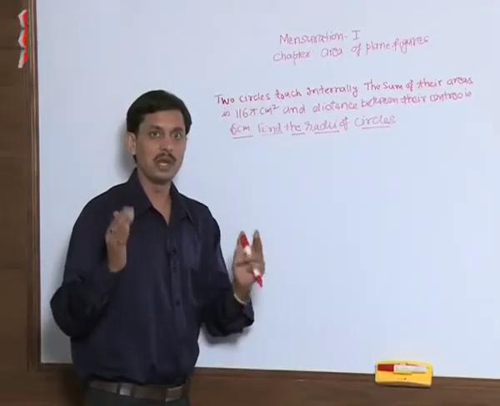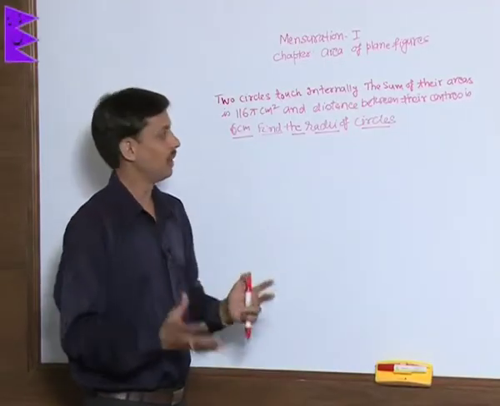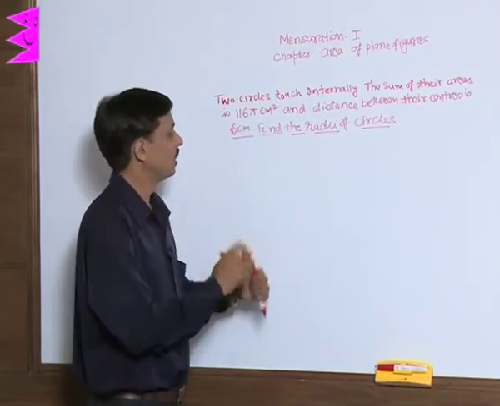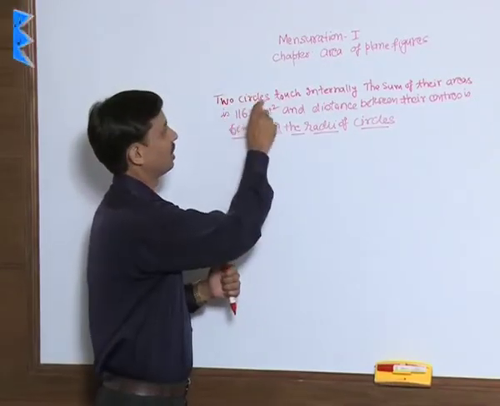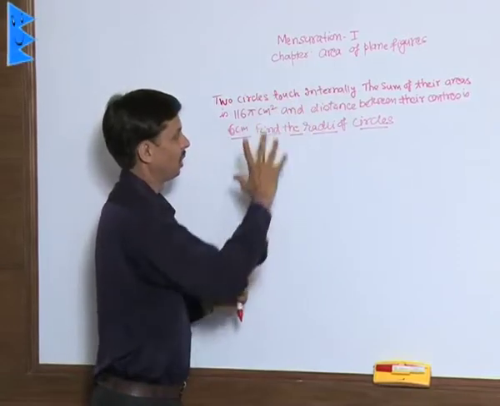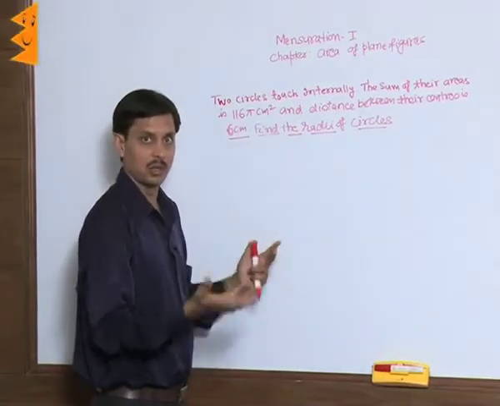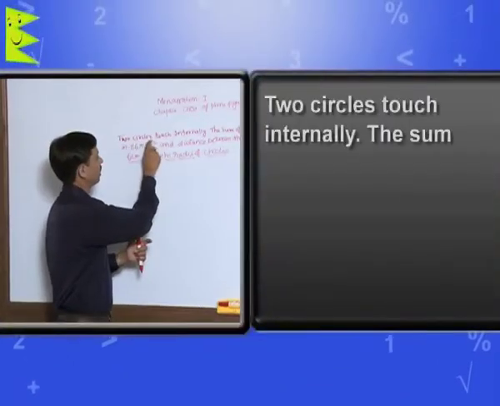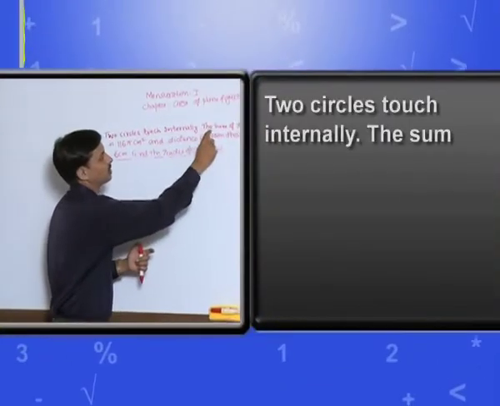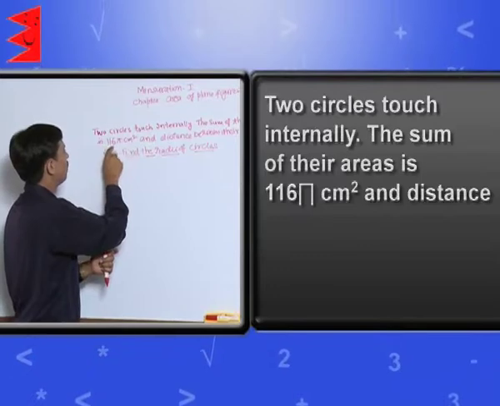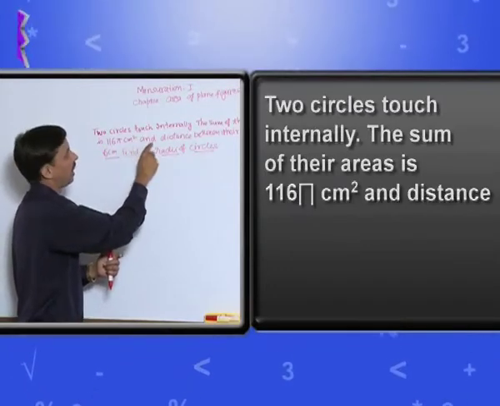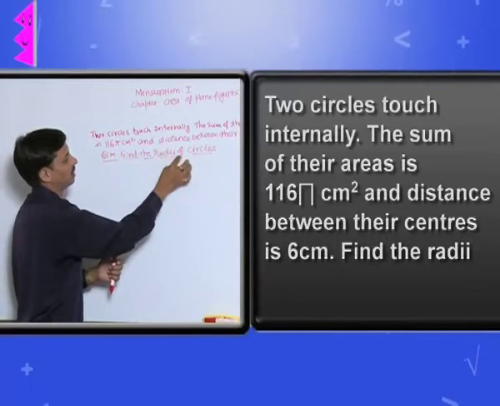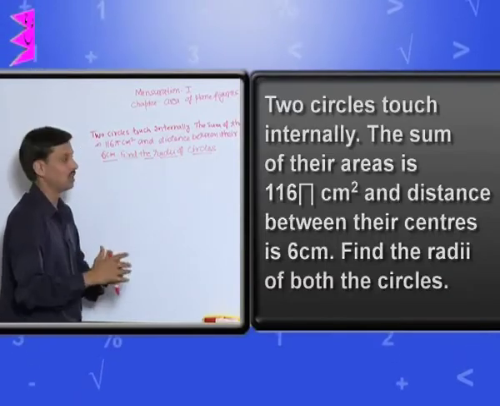Now I am explaining another example where we will make use of the mensuration results. The question is, two circles touch externally or it may touch internally. So I am taking an example of touching internally. Two circles touch internally. The sum of their areas is 116 pi centimeter square and the distance between their centers is 6 centimeter. Find the radii of both the circles.